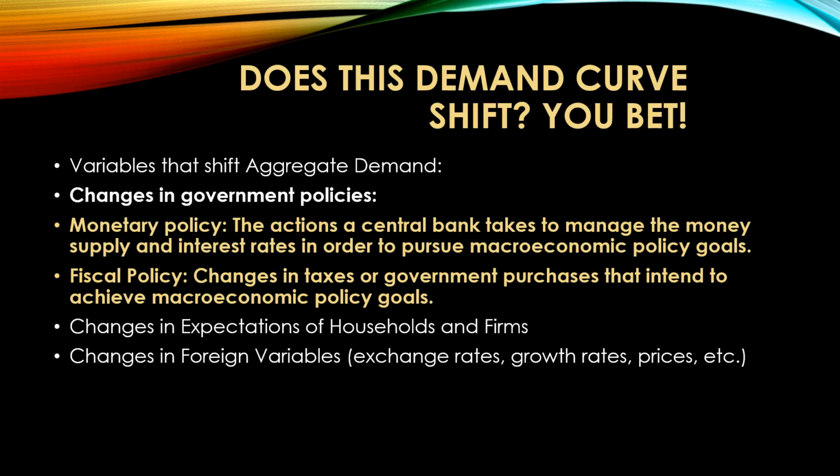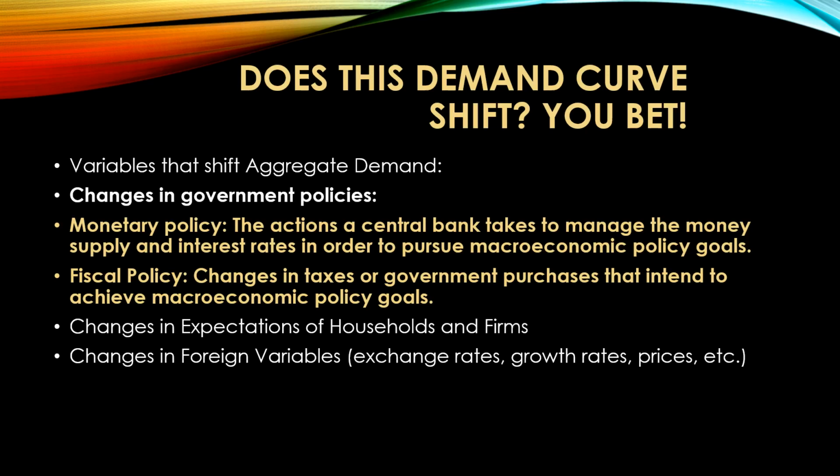And then the last one is going to be changes in foreign variables. These are going to be the same foreign variables we talked about changing and affecting net exports in the aggregate expenditures model. So exchange rates, growth rates, and prices. And these are not necessarily saying that everything is changing. It's saying that relative between the two countries, the rest of the world and America or the domestic country, is the exchange rate higher or lower, growth rates higher or lower, prices higher or lower in those countries.